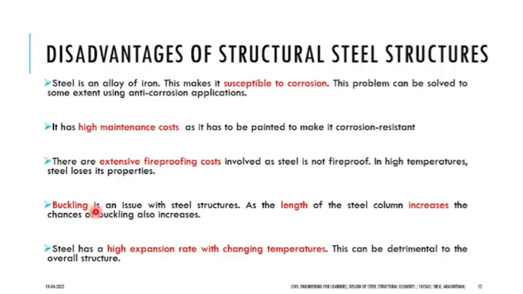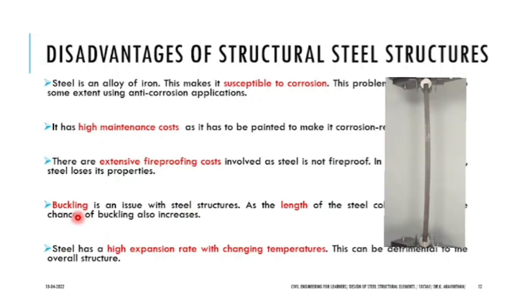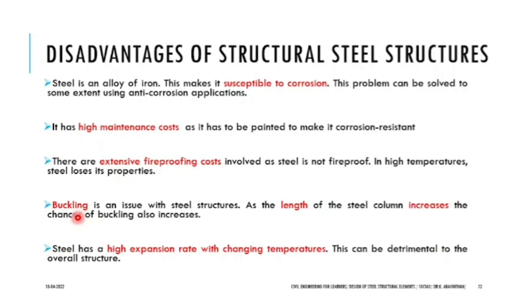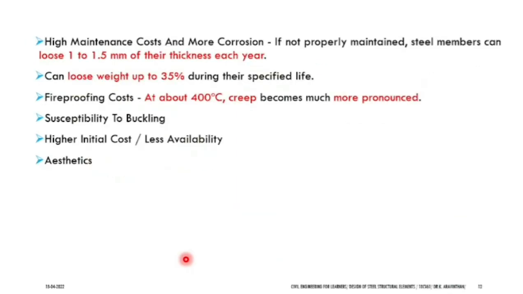And buckling is an issue for steel structure. So you would have gone through this. Buckling is a characteristic. If you have a column member rising in height, what happens? If a small load is acting, the column tends to buckle, that is, it tends to bend. So you would have gone through Euler's buckling failure or Rankine's buckling failure. In that, the buckling load will be taken. So if you keep on increasing the height, the buckling will be there. The high expansion rate with change in temperature.